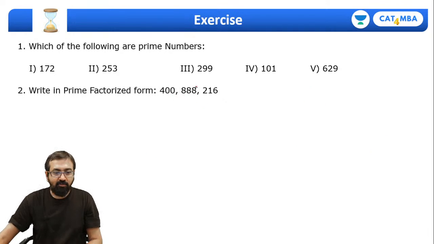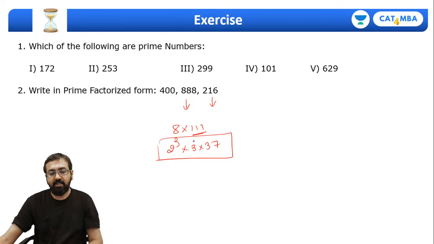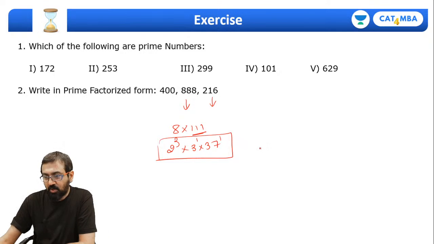Okay guys, same way, 888. Tell me the prime factorization of 888. Everyone, try it quickly, and then 216. So 888 is 8 into 111. 8 is 2 cube. Now 111, of course, is divisible by 3. So 3 into 37 is 111. So the prime factorization of 888 is 2 cube into 3 raised to 1 into 37 raised to 1. Right, you already did that.